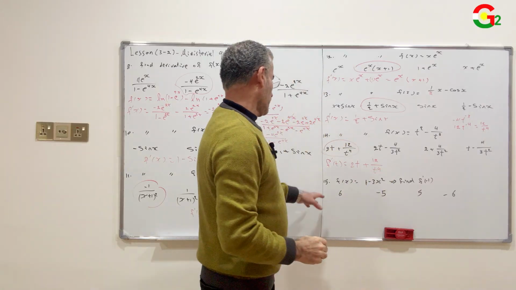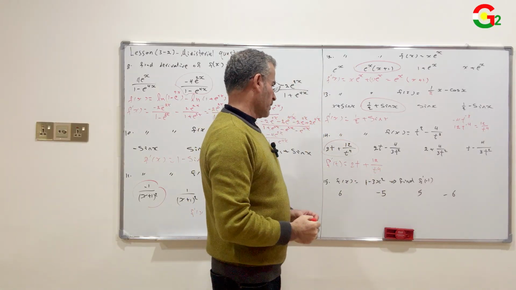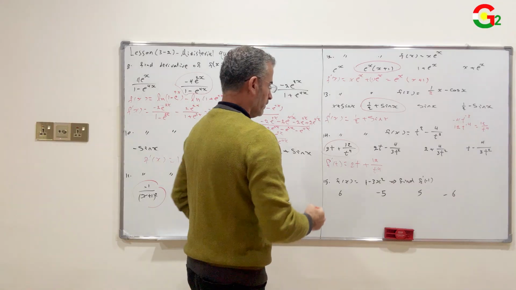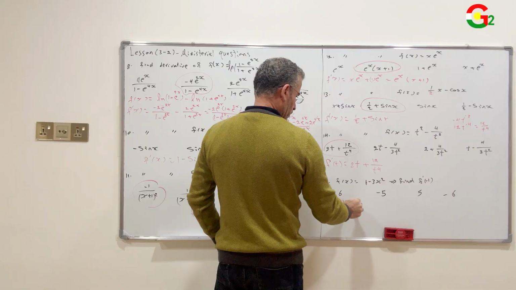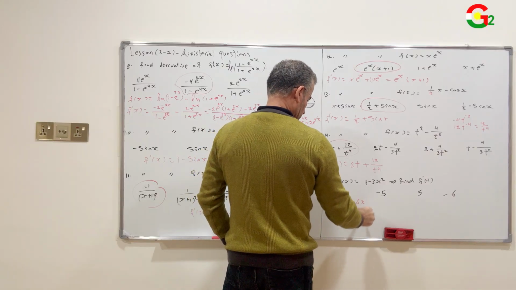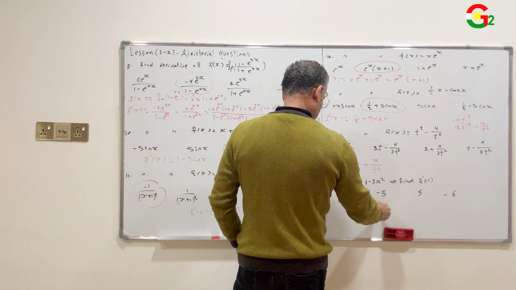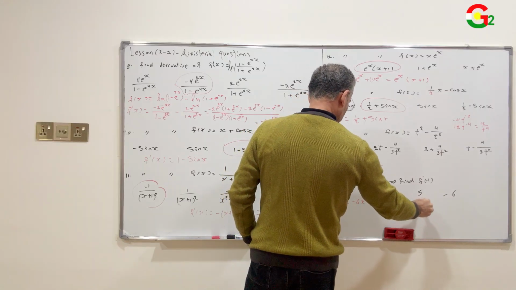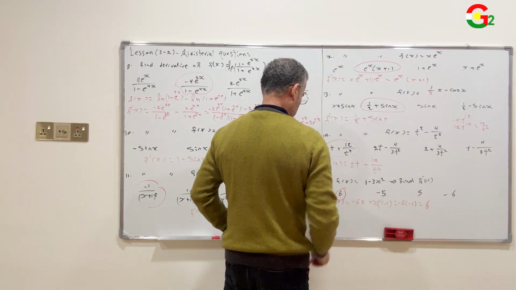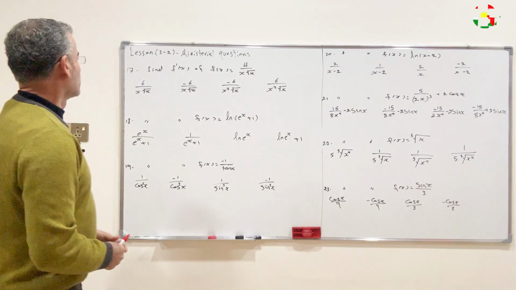Choice A. f of x equal 1 minus 3x power 2. Find f prime of negative 1. F prime of x equal to negative 6x. Then f prime of negative 1 equal negative 6 times negative 1, equal to 6. Choice A.